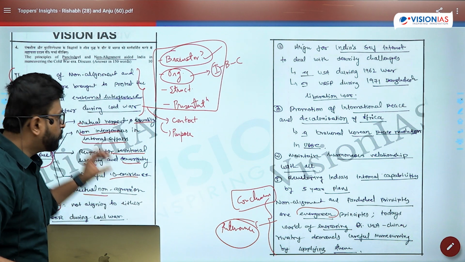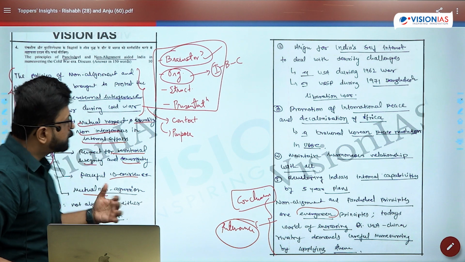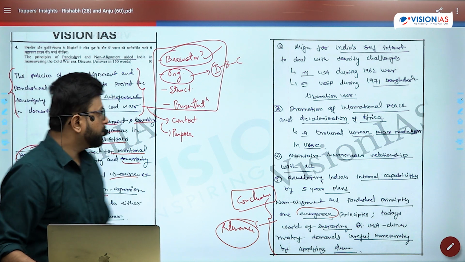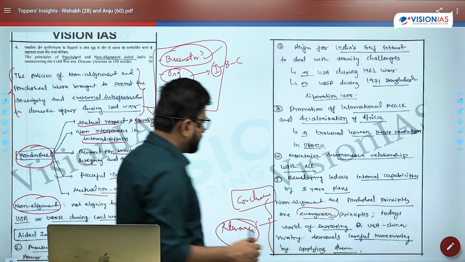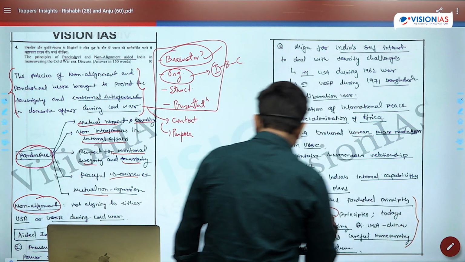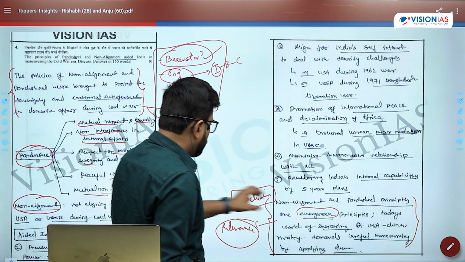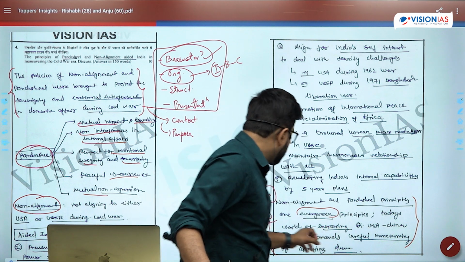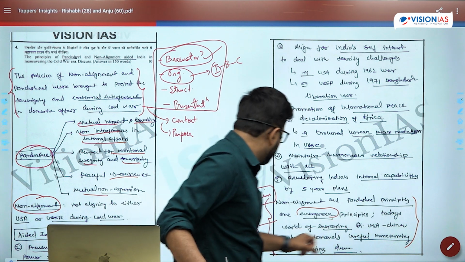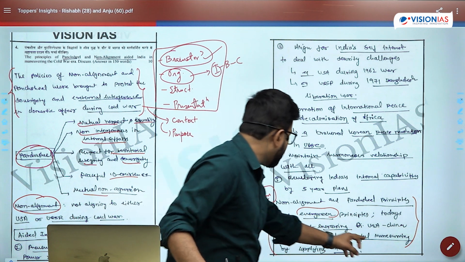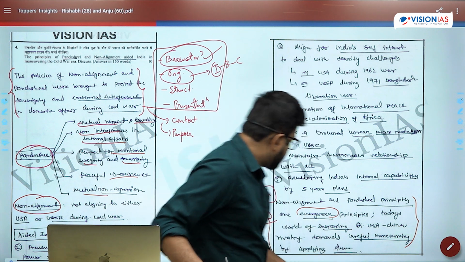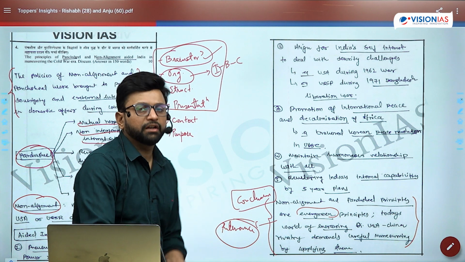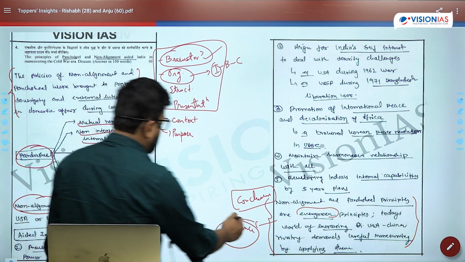Maybe he could have given a smaller introduction as well, but again, it's a good thing that he has clarified what exactly he understands by it. Then in the conclusion, you can see that this is talking about the relevance, as we have discussed. Non-alignment and Panchsheel principles are evergreen principles. Today's world of emerging US-China rivalry demands careful maneuvering by applying these principles, right? So again, he has talked about how they are still relevant. So this is the conclusion about relevance.